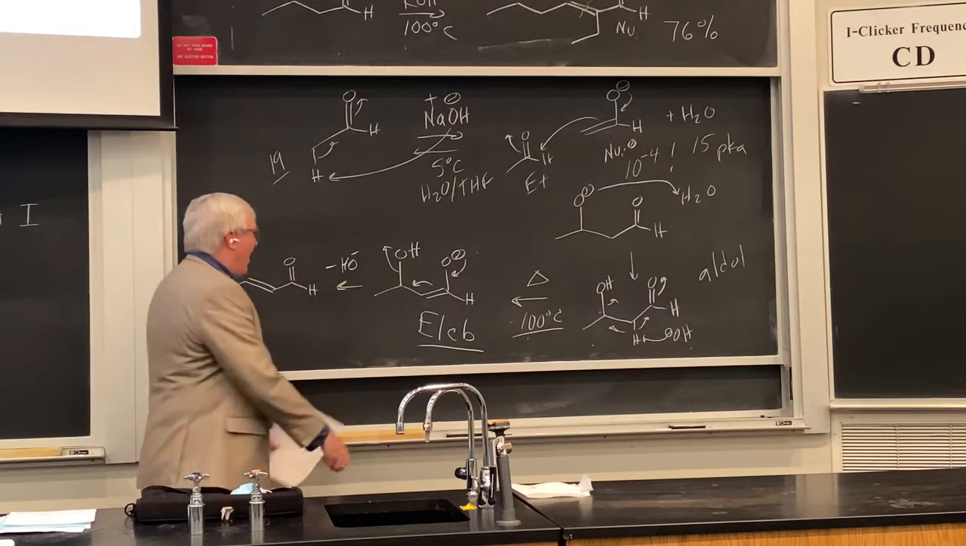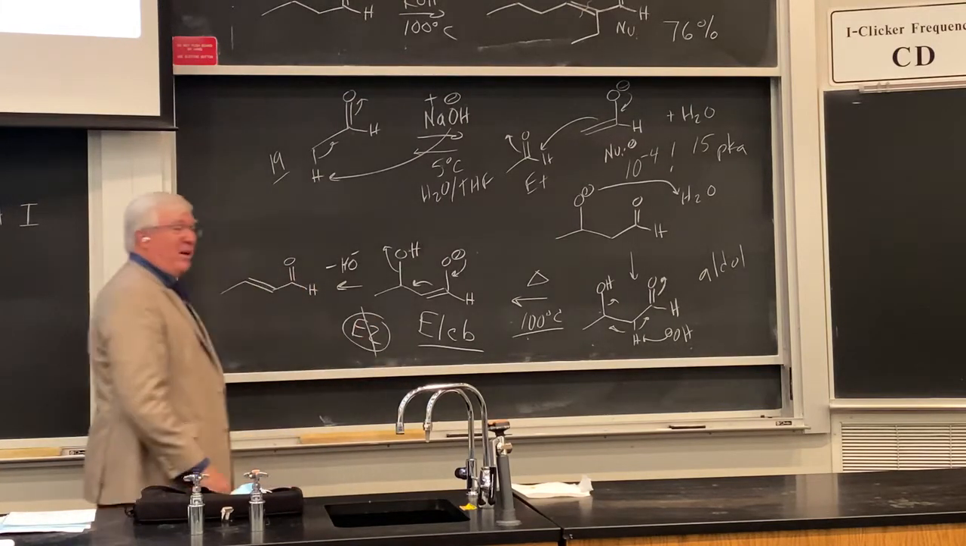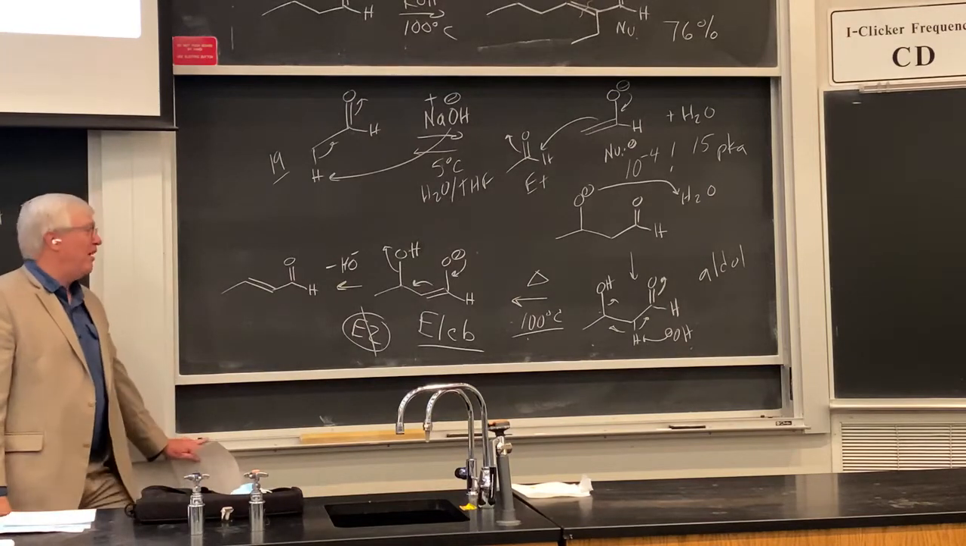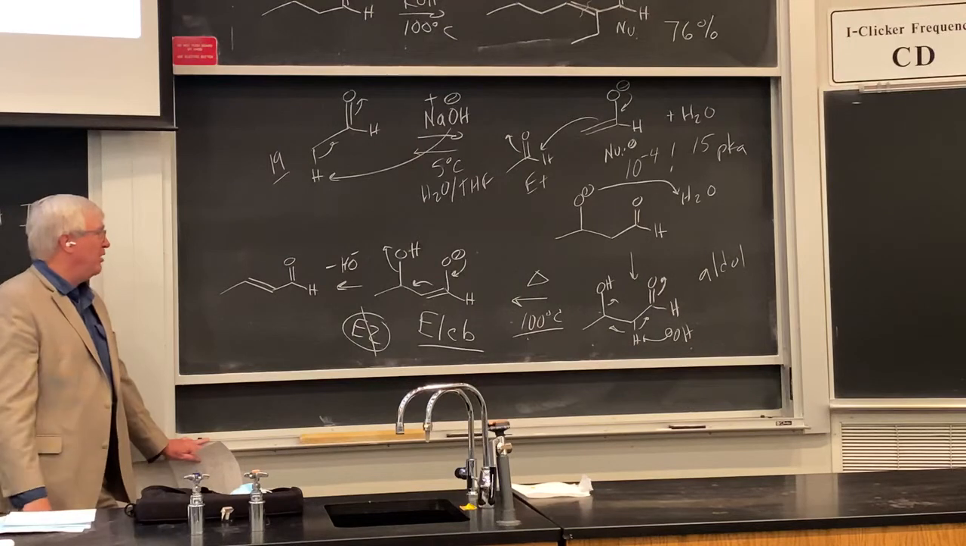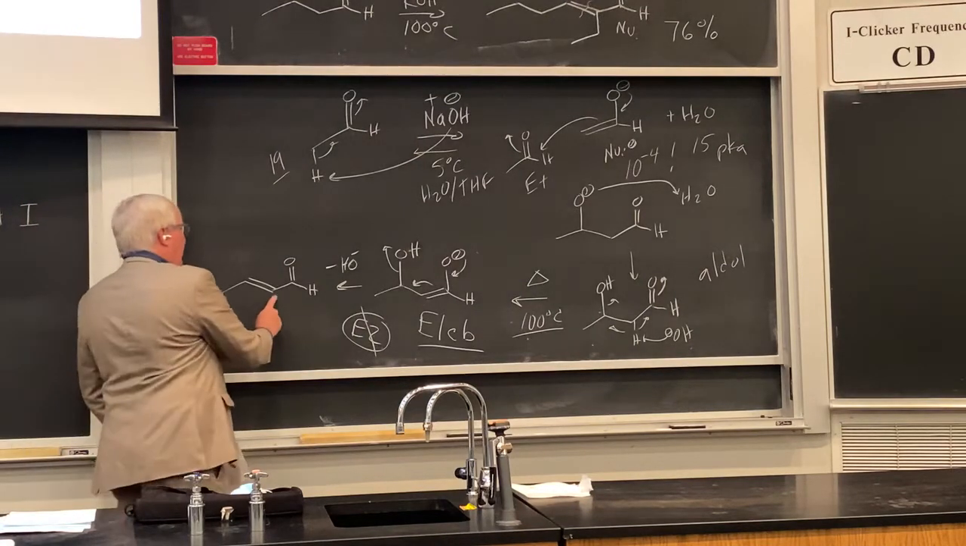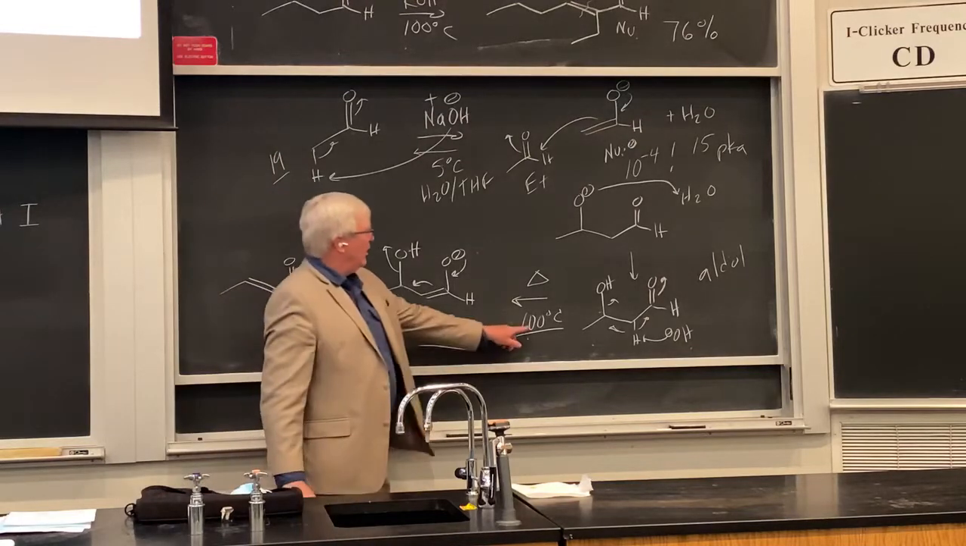Okay, so it's not E2. If you draw this as E2 or pick that on a multiple choice test, we'll mark it wrong. Okay, it's unimolecular through the conjugate base. And this only forms at high temperature, but we can get that in high yield, again, if we change the temperature.